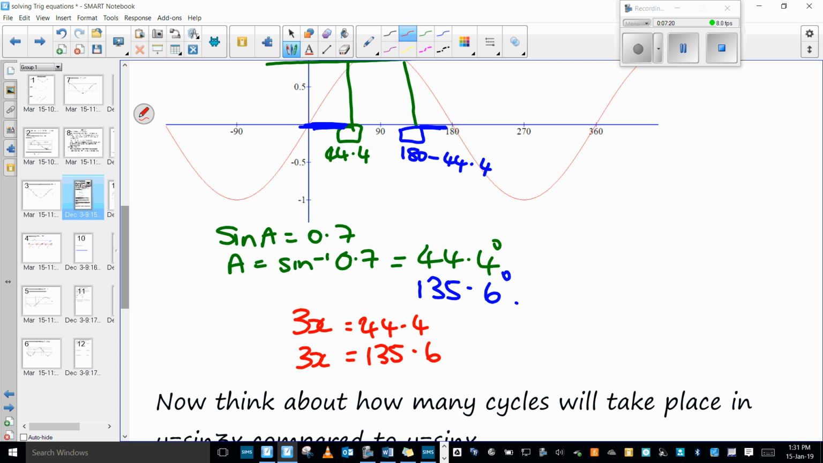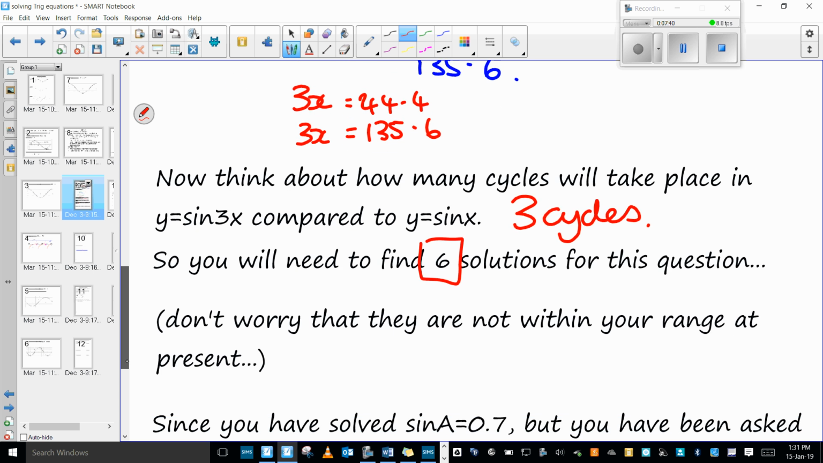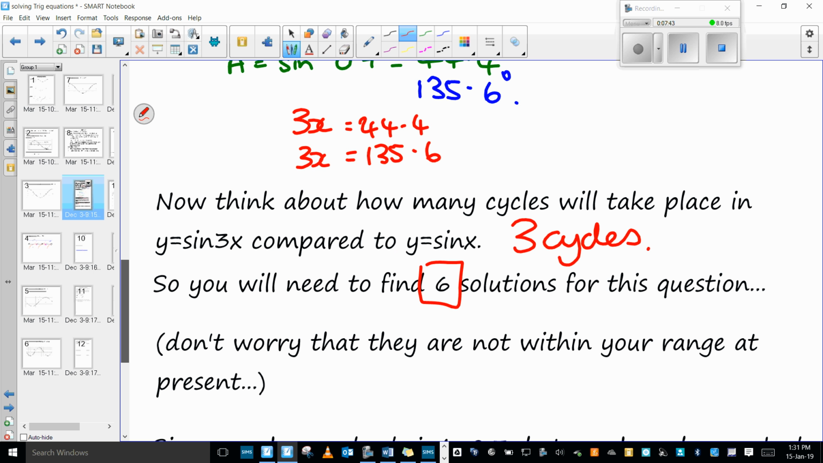So at this point here, I've said think about how many cycles will take place. We know it's 3 cycles. So that's why we're going to need to find 6 solutions, and at the moment I've just got 2. How do I find more solutions? What was the thing that we said the other day? If we wanted to find more solutions to the right or left, what do we do with these 2 numbers? You add 360. Why are we going to add 360 to these numbers? Because that's the length of the cycle for the sine curve, yes?